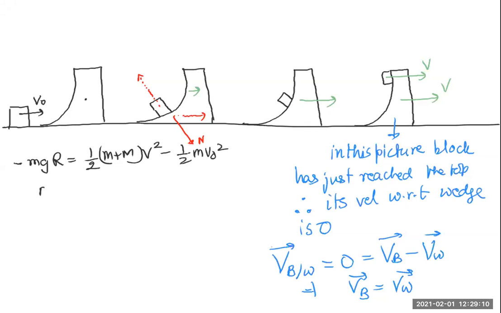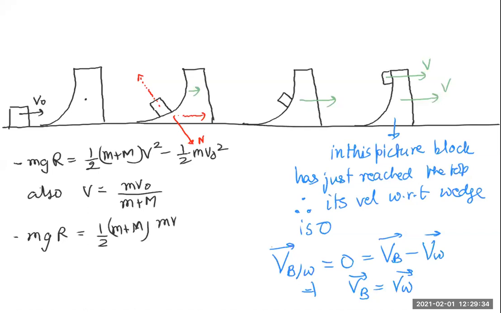But also we have V is equal to m v naught upon m plus M. So minus mgr is equal to half (m plus M) times (m v naught upon m plus M) squared, minus half m v naught square. The square will cancel with one factor of m plus M, and one m will cancel. I am multiplying by 2.